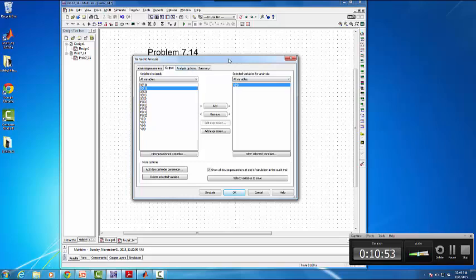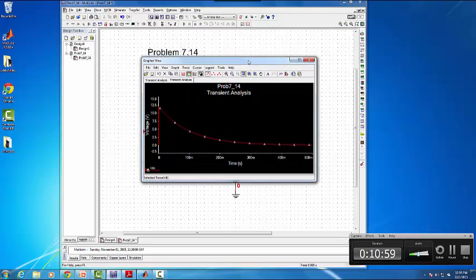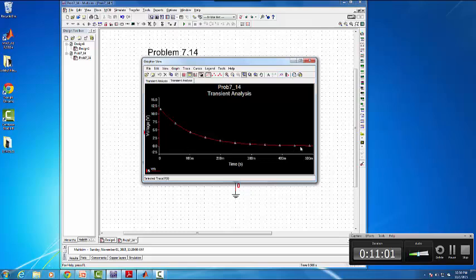Okay, so that's all it takes to do a setup for transient analysis. So when I simulate, there's the answer. It's a decaying exponential, just like the math told us it was. So, gee, why do we have it as an op amp?